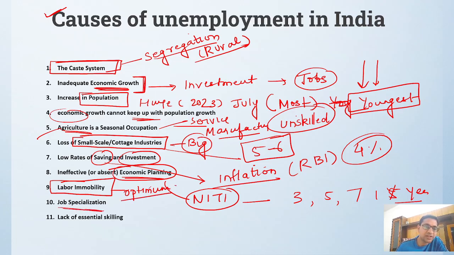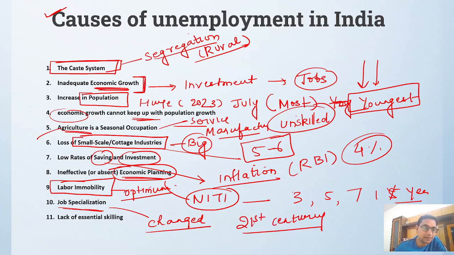Job specialization has to be changed. They are to be taught 21st century skills. That is not happening. Essential skilling is not being done in a proper way. Still, Pradhan Mantri Kaushal Vikas Yojana is running, where the government is skilling the people. This is a big flagship program. But these are the important causes of unemployment.